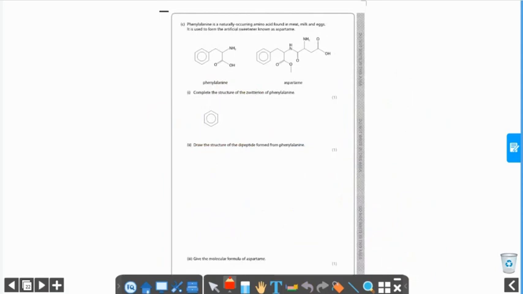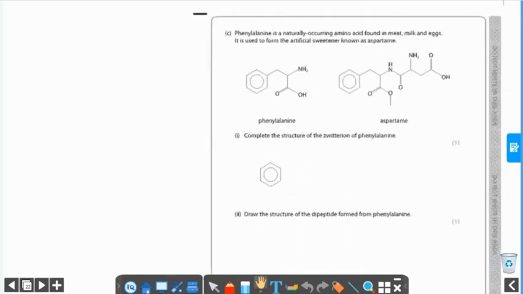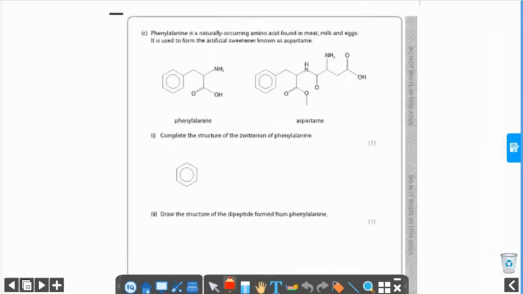Phenylalanine is a naturally occurring amino acid found in meat, milk, and eggs. It is used to form the artificial sweetener known as aspartame. Phenylalanine is given, aspartame is given. What's the difference between the two molecules? Let's just analyze that, so it will be easy for our next part of the question. This is the phenylalanine. This part is this, right? It's the amino acid.